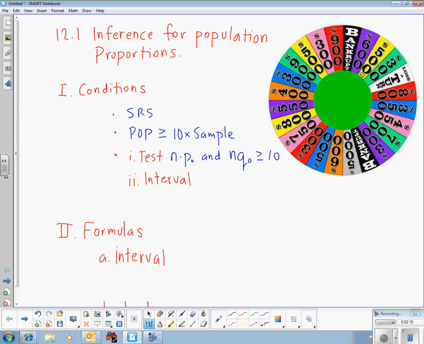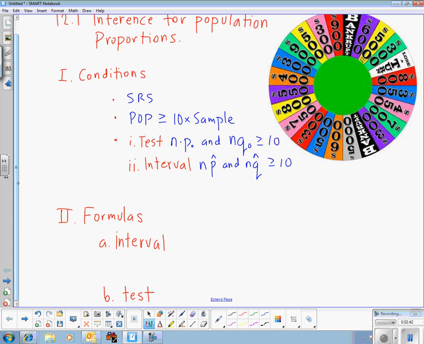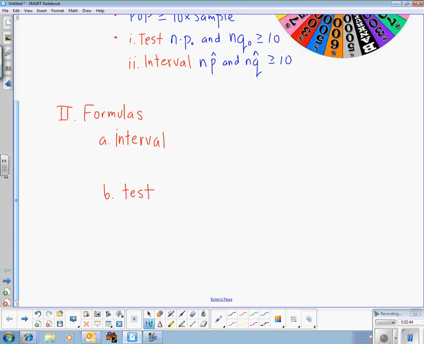Well, this is not new. For a confidence interval, N P hat and N Q hat, and again, I'm going to use Q hat, even though I don't think that's technically true. Both of those need to be bigger than 10. So in both cases, NP is greater than 10, NQ is greater than 10. It just kind of varies on which technical P you use. And hopefully it's not going to be a borderline situation anyway. Okay, so that's our conditions, which you need to be in the habit of writing.